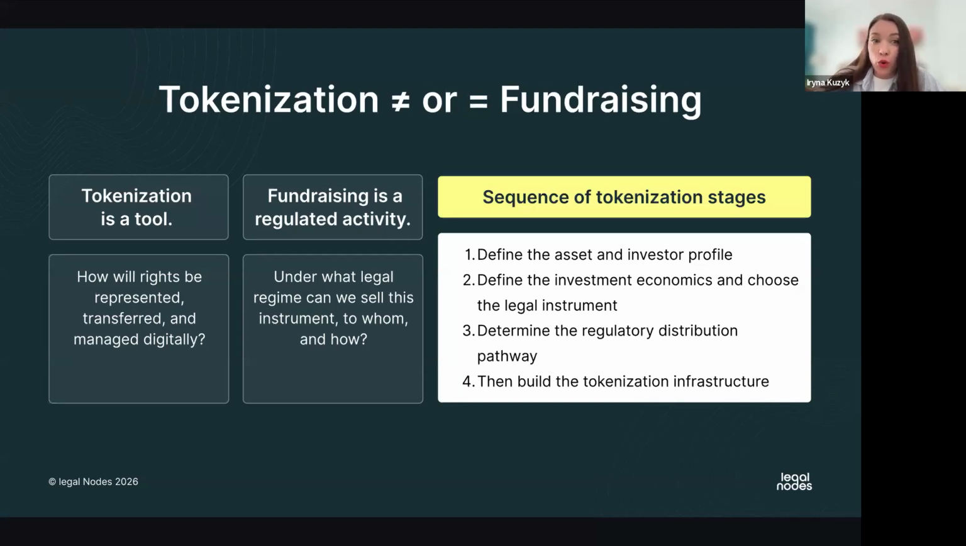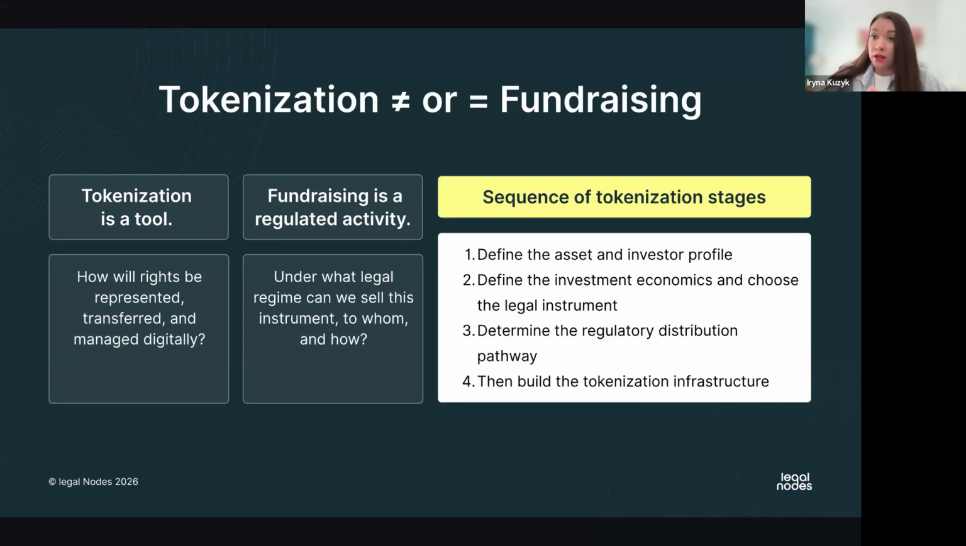So the correct approach is layered. It would be first to define the asset and investor model, then choose the legal instrument, determine the regulatory distribution pathway, and then design the tokenization infrastructure. So technology follows legal strategy, not the other way around.